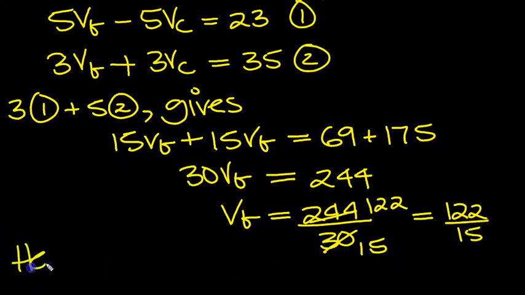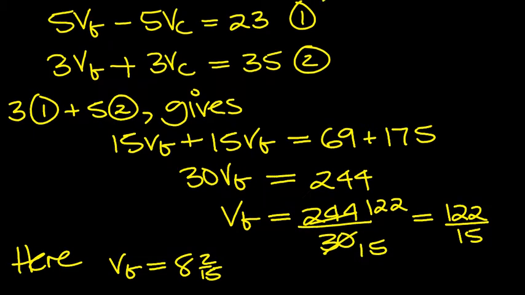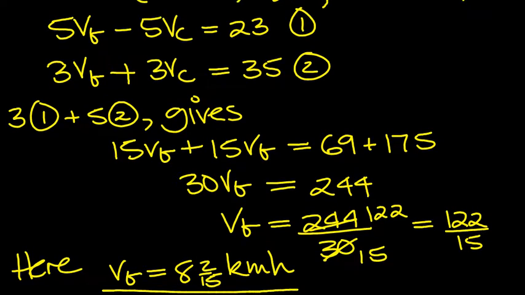So here, VB equals 8 and 2/15. What were the units? Kilometers an hour, wasn't it? Because the time was in hours and distance was in kilometers. So this will be kilometers per hour, km/h. There we go. Right, that's VB, the velocity of the boat. And that's what we were asked for in the question, weren't we?